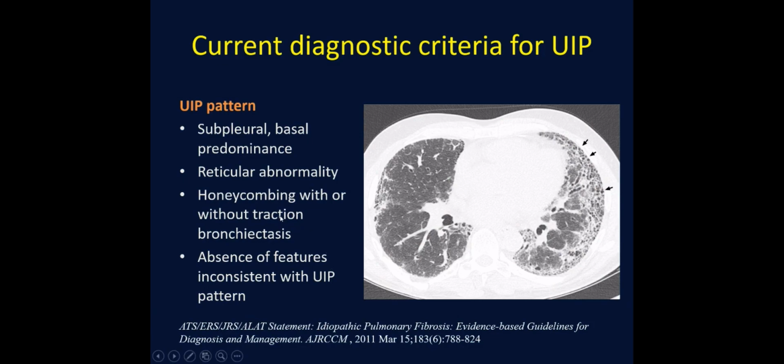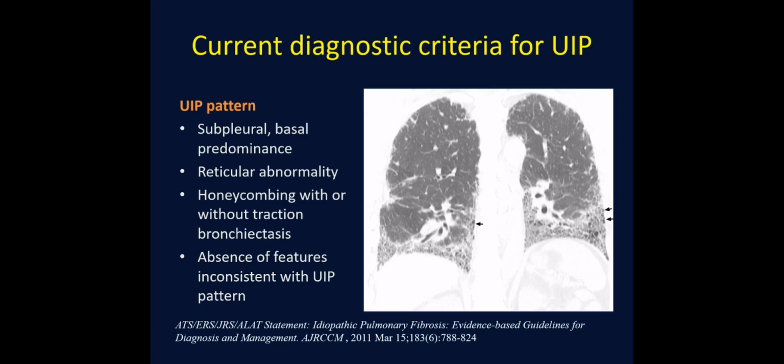These are the typical radiologic findings of UIP. It is always subpleural predominant and almost always basal predominant. The salient feature is usually reticular abnormality, and honeycombing may be present with or without traction bronchiectasis. And there is an absence of features inconsistent with the UIP pattern, which we will discuss in a later slide.